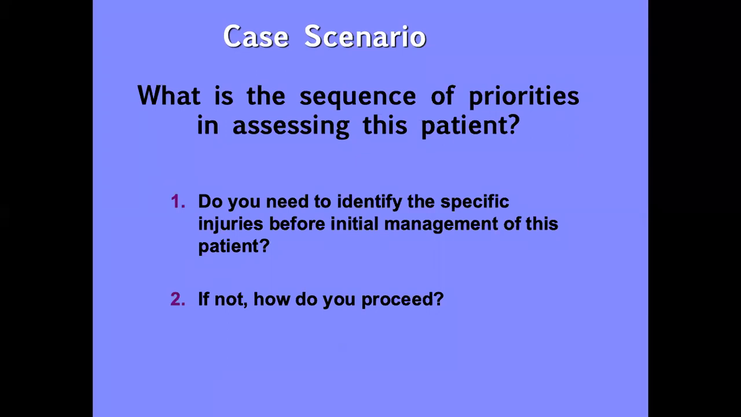So do you need to specifically look for specific injuries before the initial management of the patient? If that's not the case, then how should you proceed? This is a very, very important question because whenever you see an unconscious patient brought to the emergency, the most common reflex which we all doctors face is to get a CT scan at the earliest because something must have gone wrong in his brain and that needs to be managed. But in doing so, we may be missing the most important part, and that is the initial resuscitation of the patient. So that has to be taken.